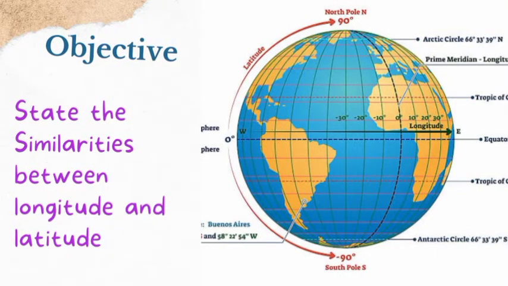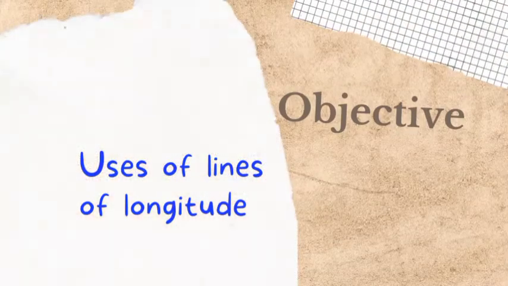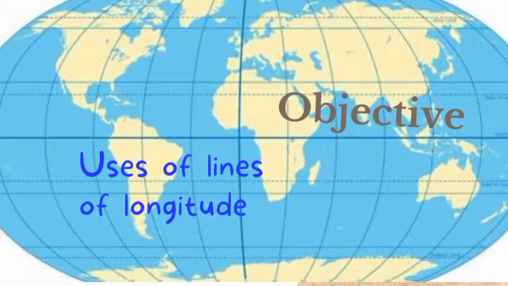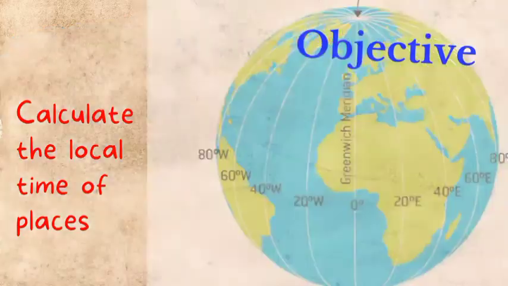Also, in this lesson, we'll be looking at some of the differences between longitude and latitude. And of course, we'll be discussing the uses of the lines of longitude. Now, we are also going to be looking at the importance of the lines of longitude, and how to calculate the local time of a place. How do we calculate the local time of a place? All this is what we are going to be looking at this lesson.